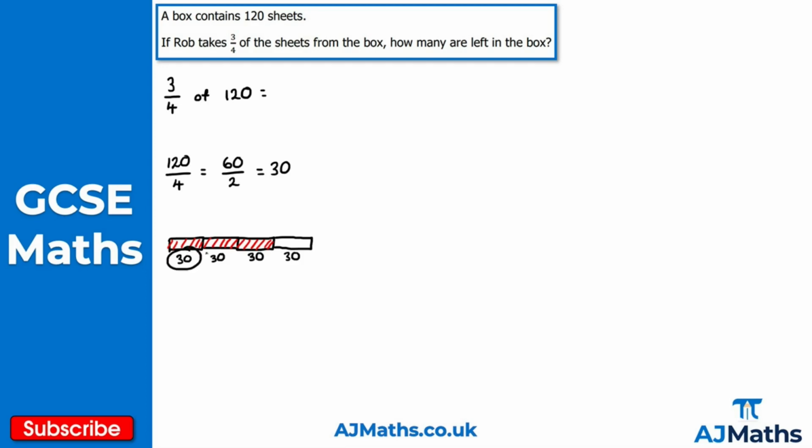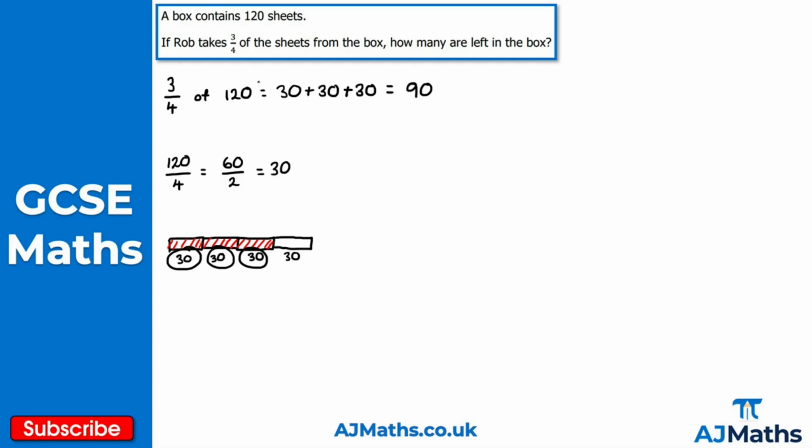So 30 plus 30 plus 30, which would give us 90. So 3/4 of 120 is equal to 90.